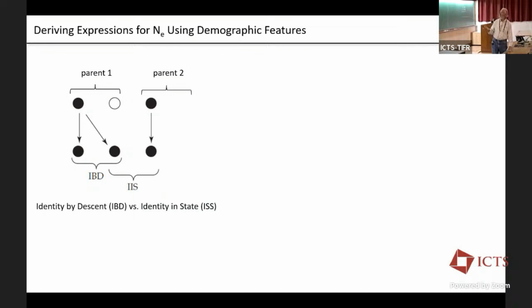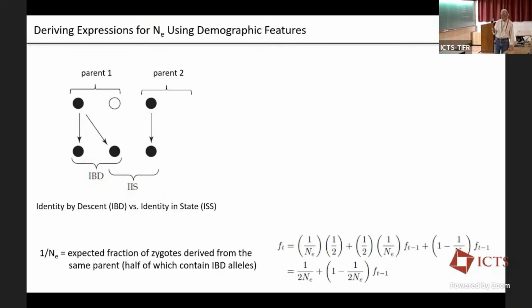This one over here, it's a black ball, but maybe it arose by an independent mutation. So it's identical in state to these over here, but not necessarily identical by descent. And then this one's clearly a different allele. And so the way to think about the definition of the effective population size is that its inverse is the expected fraction of zygotes in a population. By a zygote, we mean two gametes coming together to make a diploid individual. It's the expected fraction of zygotes derived from the same parent.